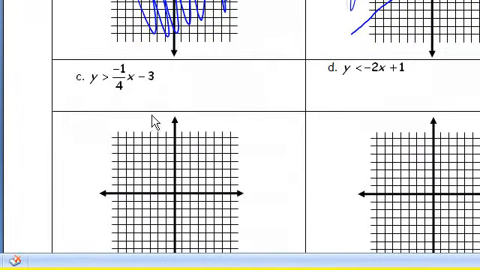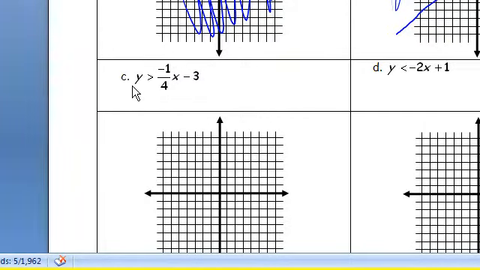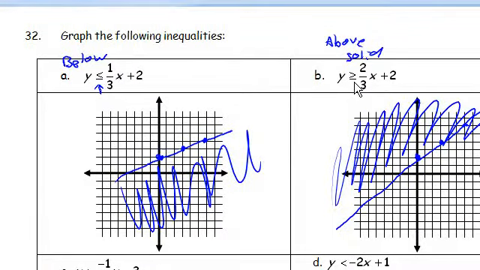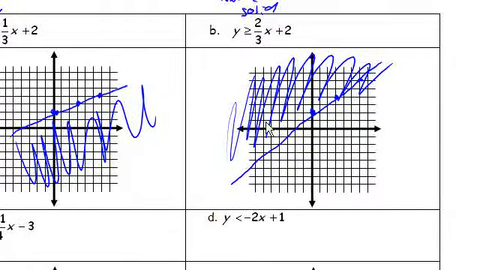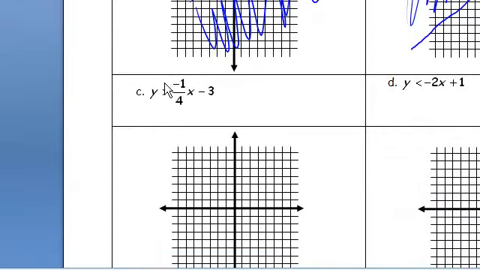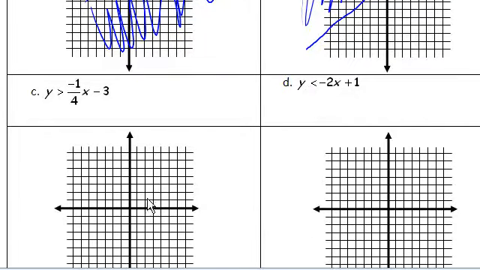Okay, let's do this one. Alright, these are different. This just says y is greater than. This said y is greater than or equal to, and that's why we used a solid line. But when y is just greater than, and no equal to, we don't see a little equal to right there, we're going to use a dotted line. So let's chart our line here.